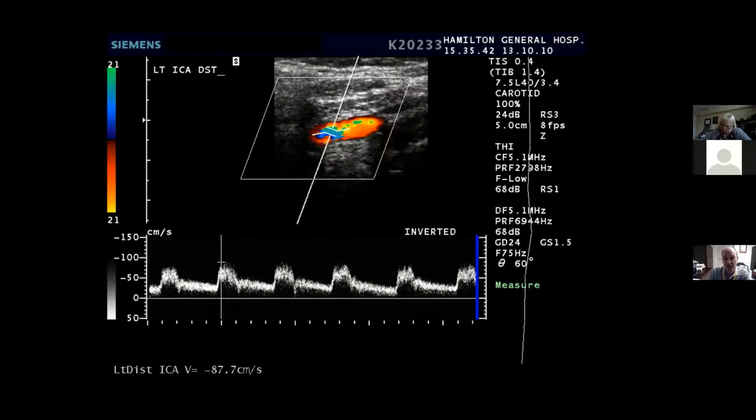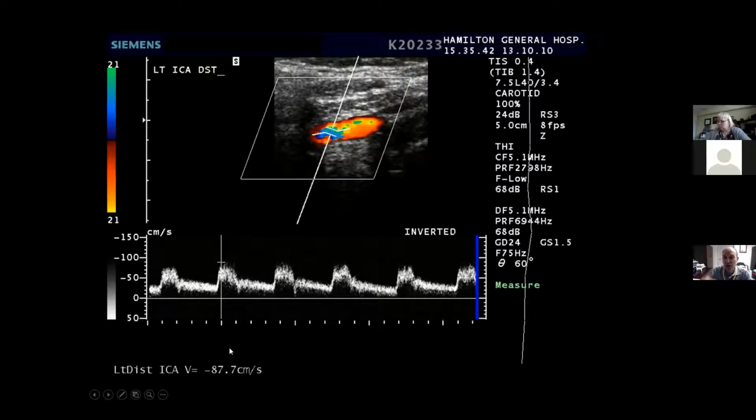So there's either less than 50%, or 50 to 69%, a moderate grade, or greater than 70%. And greater than 70% can go all the way up to near occlusion, but I'm not going to go into the details for that. This is a normal artery, and so we look at the peak systolic velocity. Here they've measured the peak systolic velocity as 87.7 centimeters per second. So that's in the normal range.